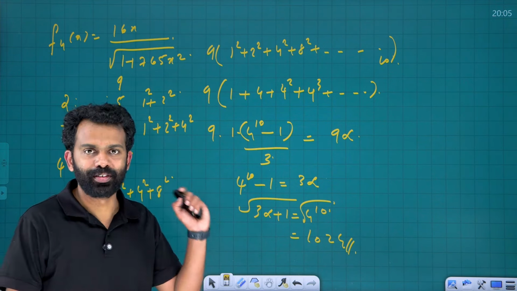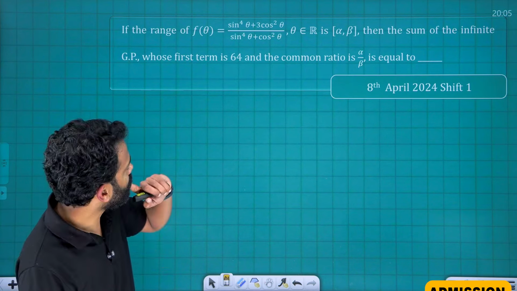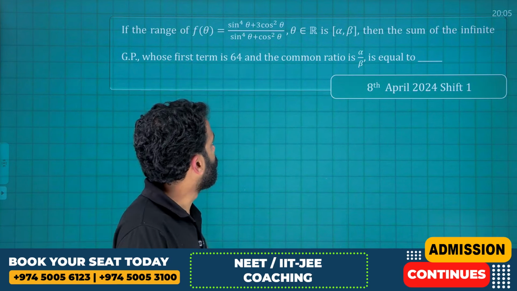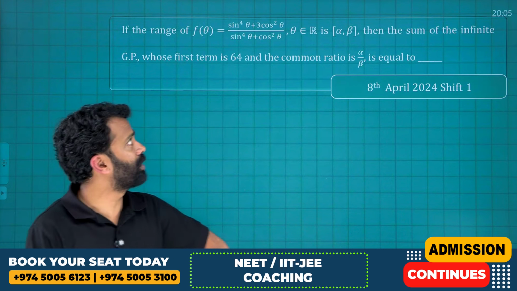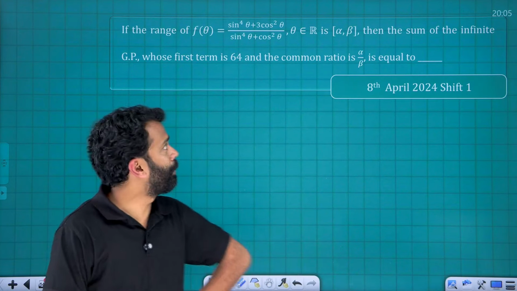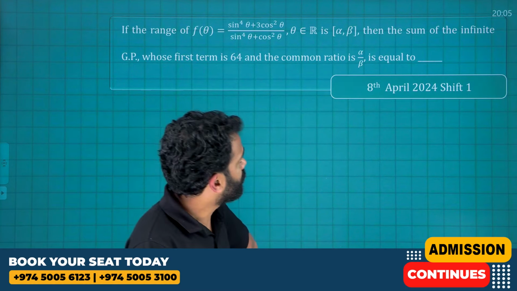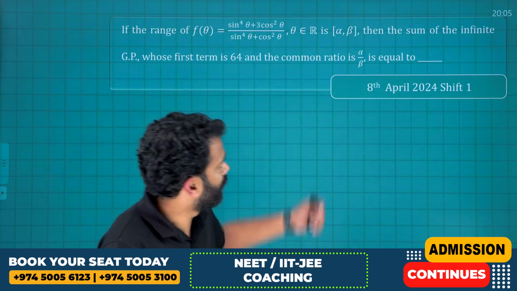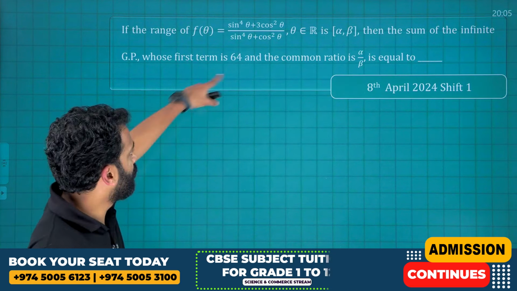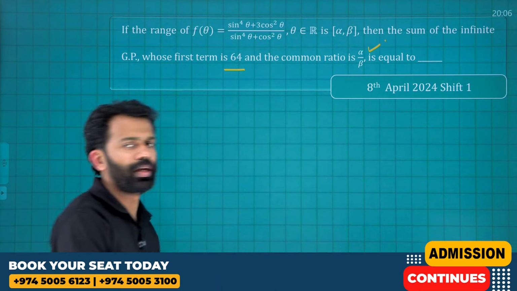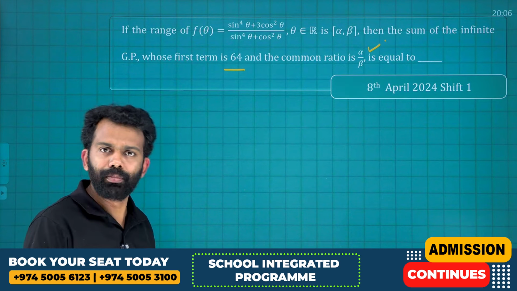So next one. The range of f of theta equal to (sin raised to 4 theta plus 3 cos square theta) divided by (sin raised to 4 theta plus cos square theta) is the closed interval alpha to beta. Then you need to find the sum of an infinite GP whose first term is 64 and common ratio is alpha by beta. Once you formulate alpha by beta, it's very easy.